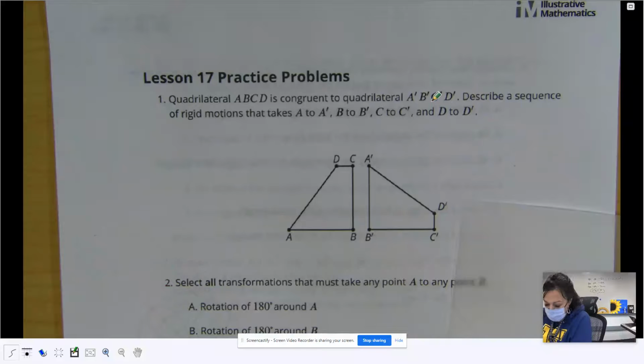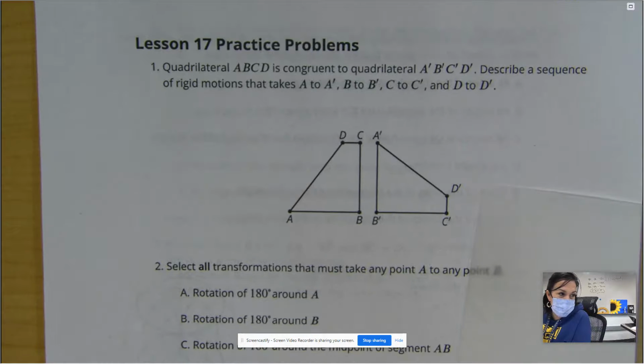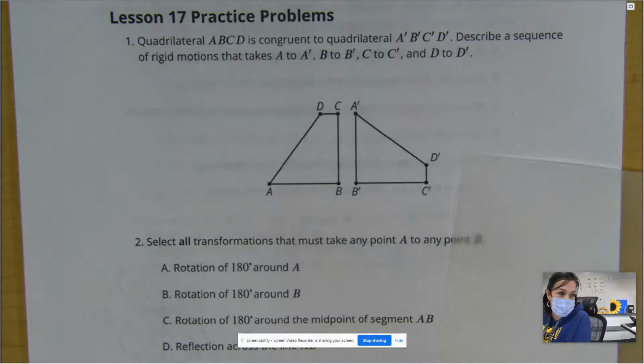I'm going to be doing the lesson 17 practice problems. We are going to skip a few. If you have some tracing paper, it would be handy. Number 1, quadrilateral ABCD is congruent to quadrilateral A prime, B prime, C prime, D prime. Describe a sequence of rigid motions that takes A to A prime, B to B prime, C to C prime, and D to D prime. My tracing paper.